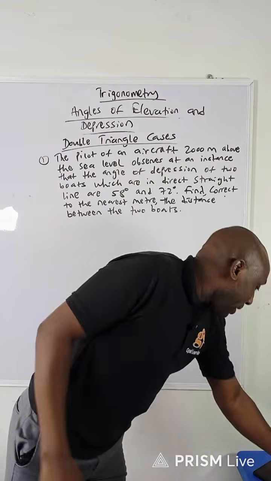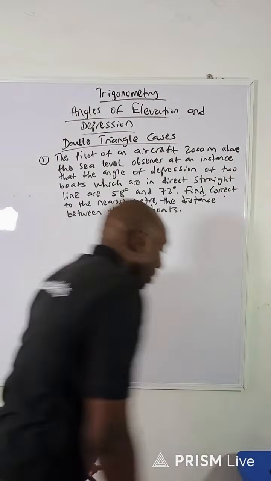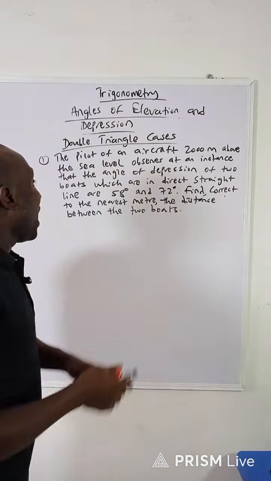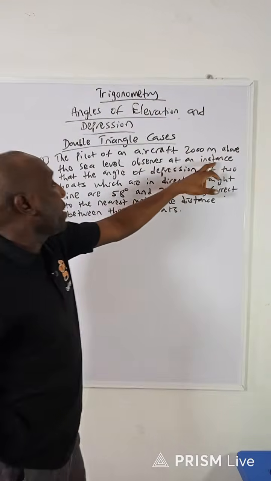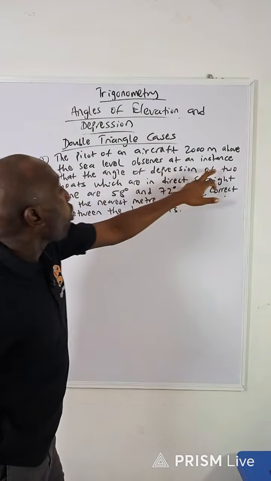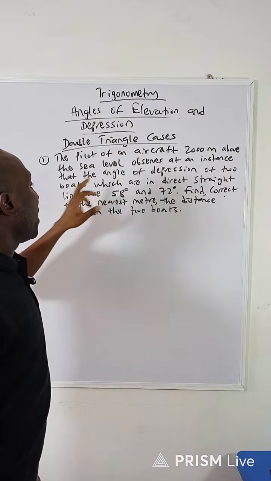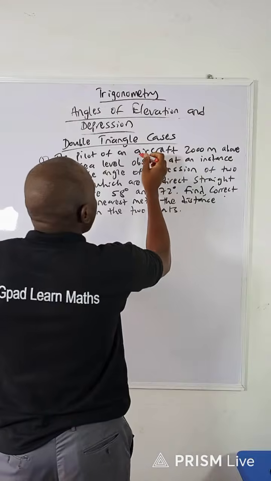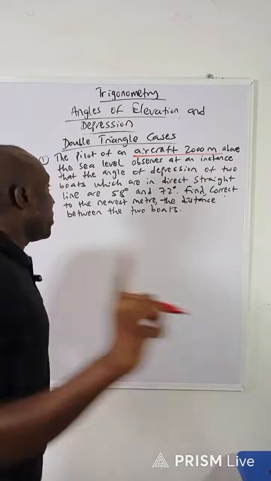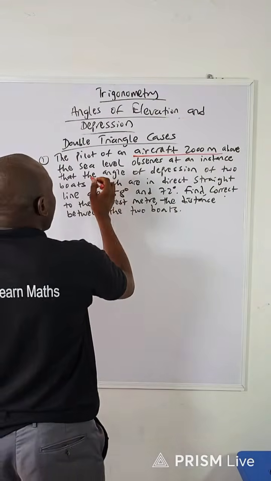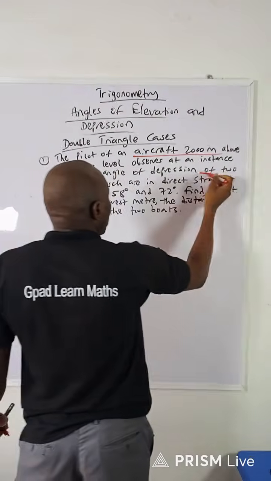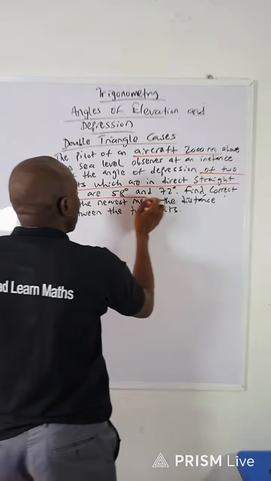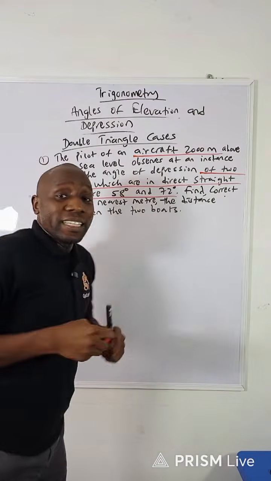First of all, let's sketch the diagram. The pilot of an aircraft 2,000 meters above the sea level observes at an instance that the angle of depression of two boats, which are in a direct straight line, wait, hold on. Let's get some things first. The aircraft is 2,000 meters above, and the angles of depression of two boats, which are in a direct straight line, are 58 degrees and 72 degrees.